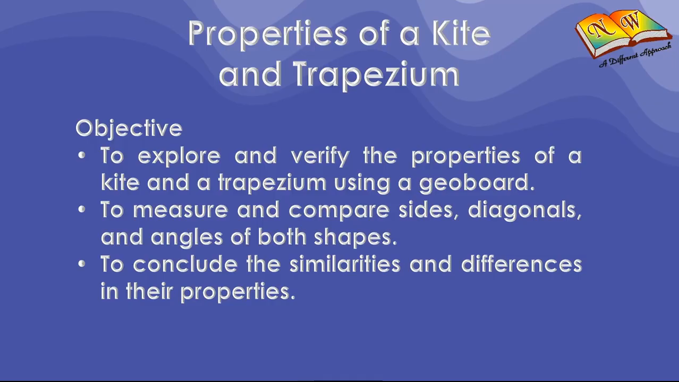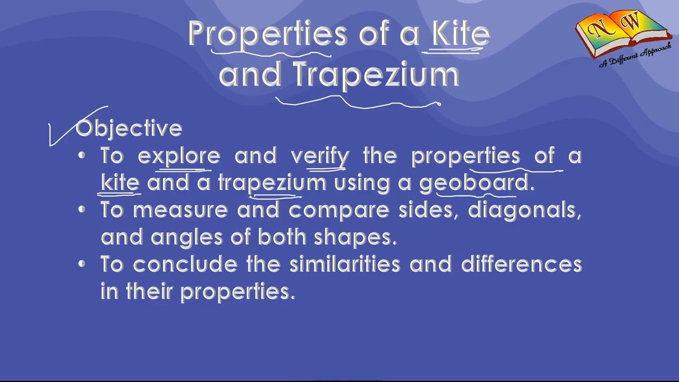This is the activity on properties of a kite and a trapezium. The objective of this activity is to explore and verify the properties of the two shapes, that is the kite and the trapezium, using a geoboard. Then we will try to measure and compare the sides, the diagonals and the angles of these shapes, and conclude what are the similarities and differences in the properties.